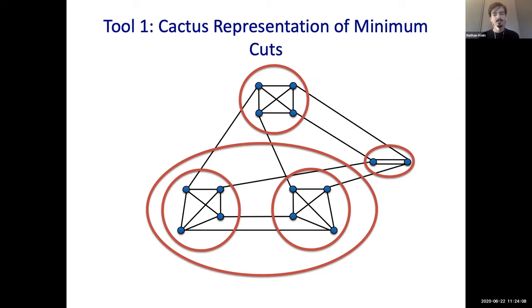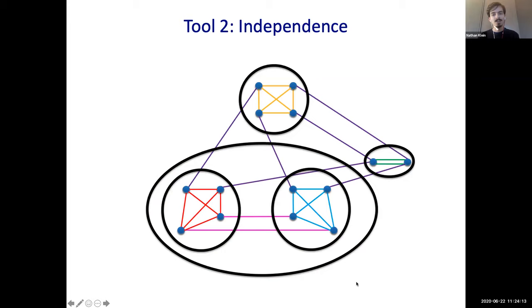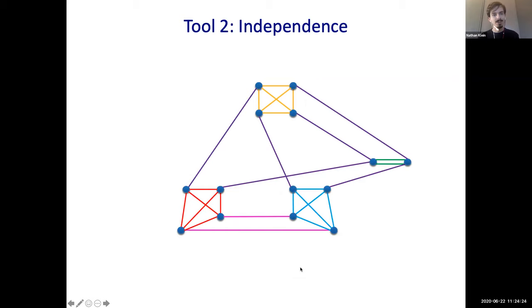Our second tool is called independence. We exploit this cactus structure in the algorithm to ensure independence inside each level of the hierarchy. Here, different colors represent independently sampled trees in the algorithm.